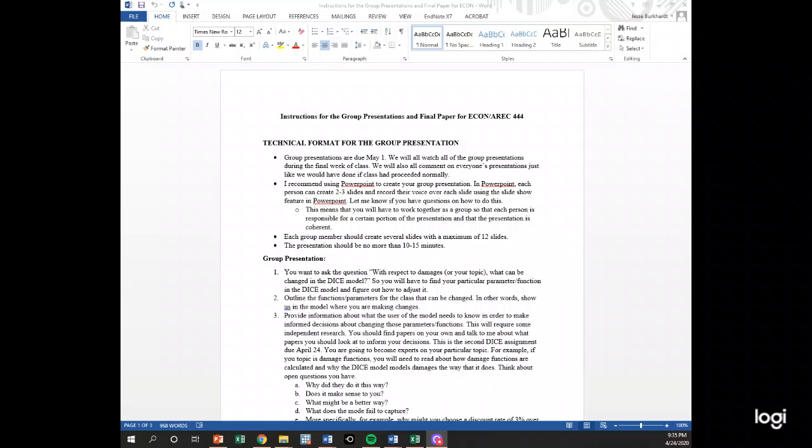Hi everyone, this is just a quick discussion on what the group project and final paper are going to be, how they're going to look this year. So what you see on your screen right now is the instructions for the group projects, group presentations, and the final paper. This is posted in the group project assignment, so this is exactly the same as what you can find on the assignments in Canvas.